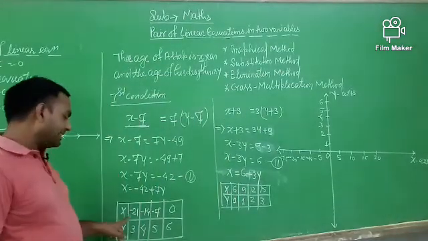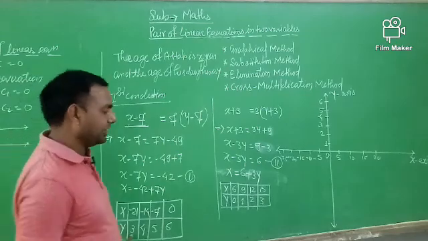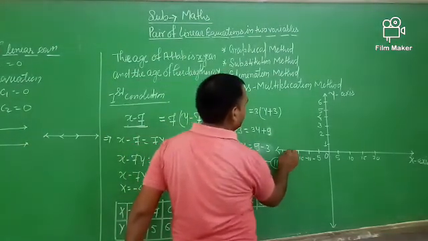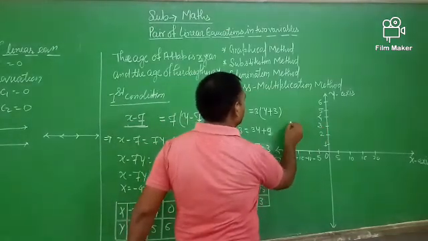First you take x is equal to minus 21, then y is equal to 3. Minus 21, as here is 20, so here is minus 21, and y is equal to 3, so there is this point.